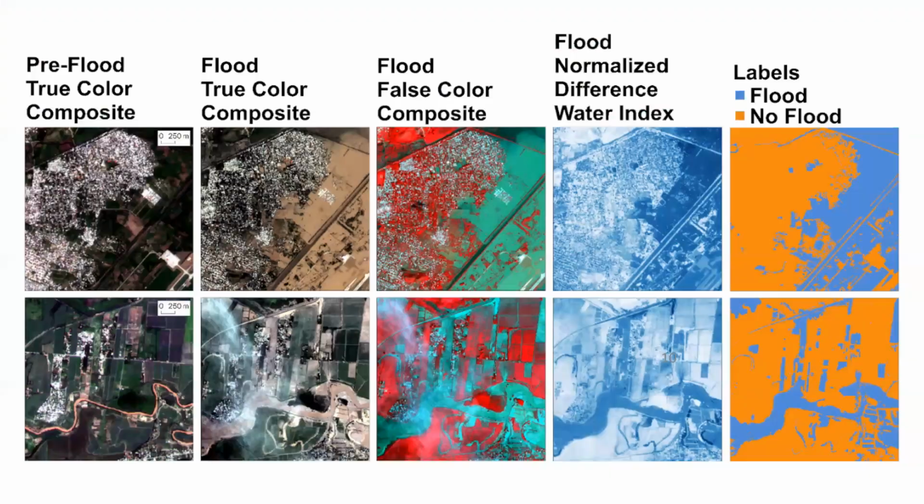And so how did we make those manual labels? We hired 10 students, and they did this process for a year and a half probably. This is what we provided them: first, the pre-flood true color composite image from PlanetScope, then the flooding true color composite image, and also the false color composite, the flood normalized difference index, NDWI, and then the gradient labels.